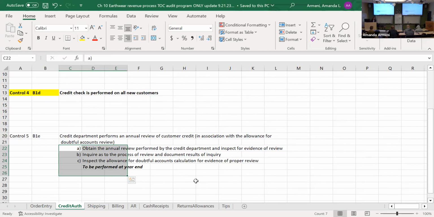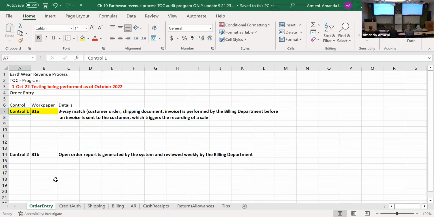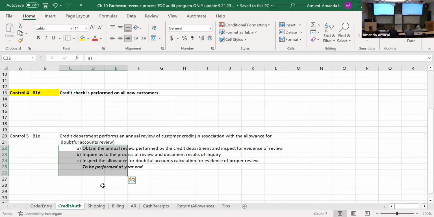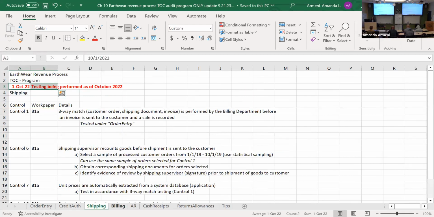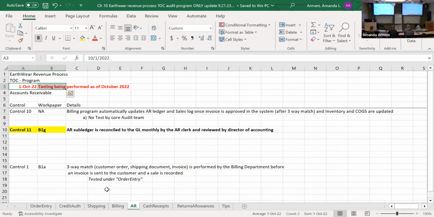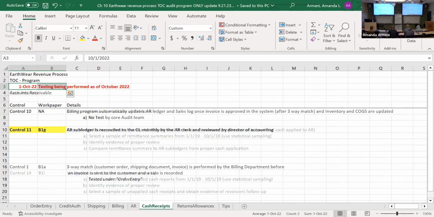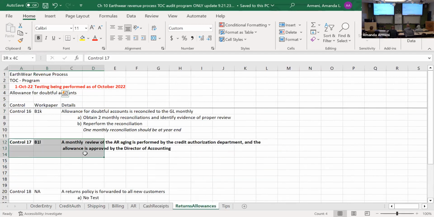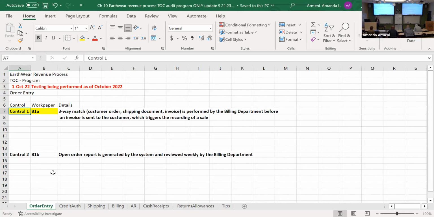You don't have to do anything for those. What you're assuming is another part of your audit team has already created the program for those controls. Your team is responsible for the bolded controls. There are 6 of them, okay? So there are 2 order entry controls. There are 2 credit authorization controls. There is 1 accounts receivable control. And there is 1 returns and allowances control. 6 in total, okay? Your audit team is responsible for the following.